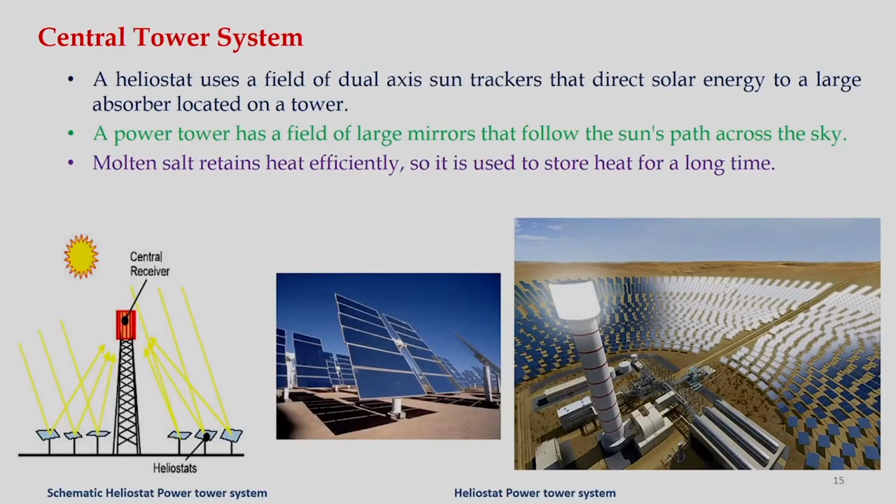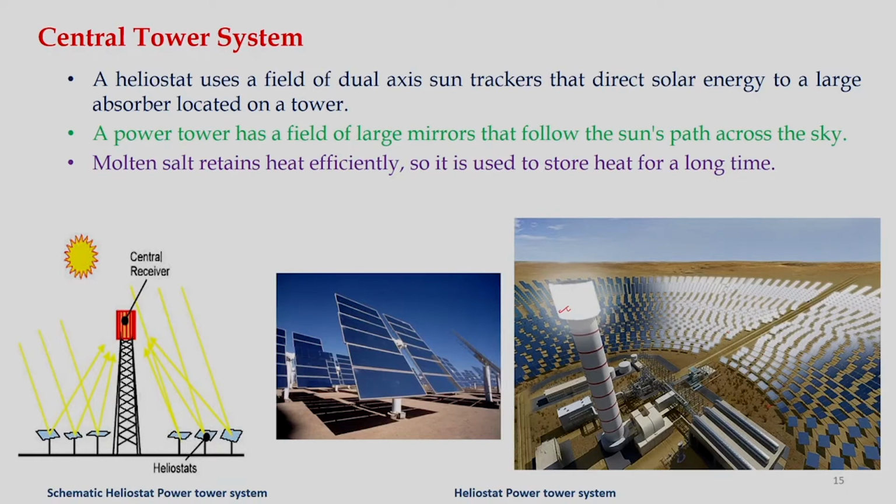So, a heliostat uses a field of dual axis sun trackers that directs solar energy to a large absorber located on a tower. So, this is the tower you can see, which is very white and bright. A power tower has a field of large mirrors that follow the sun's path across the sky. As you can see, these are mirrors, also known as heliostats. A single component can be known as a heliostat. You can see the arrangement, okay.